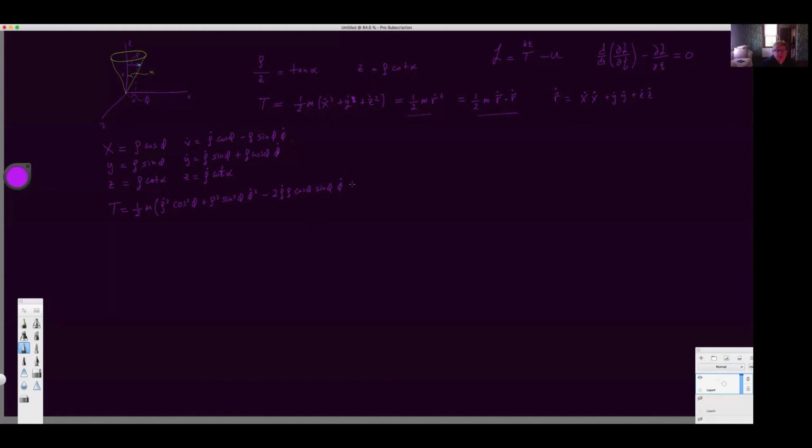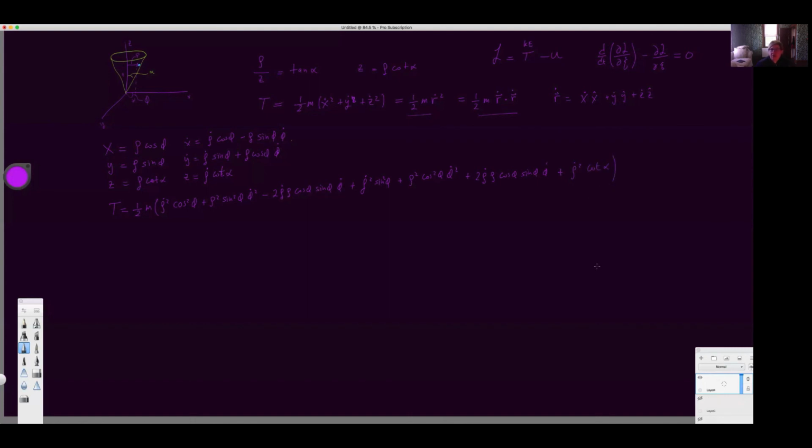Now for y dot squared. Similar thing. Plus rho dot squared sine squared phi, plus rho squared cosine squared phi dot squared. And I'm going a little off to the side here, sorry about that. And then plus 2 rho dot rho cosine phi sine phi phi dot. And then plus z dot squared, which is rho dot squared cotangent squared alpha.